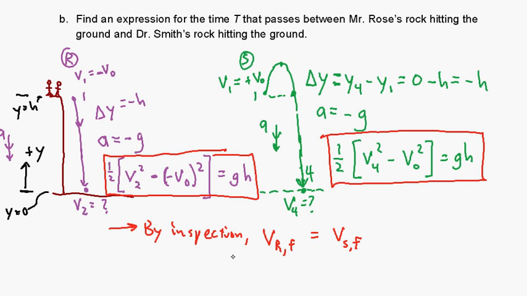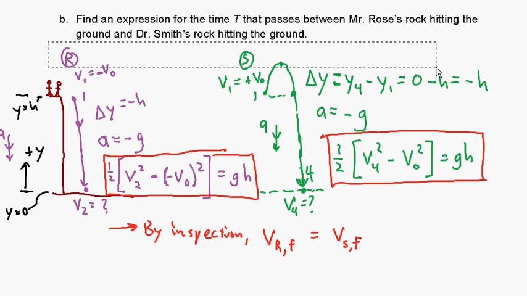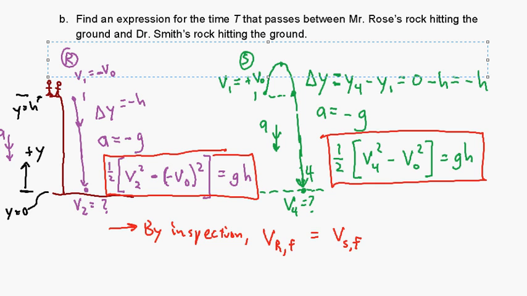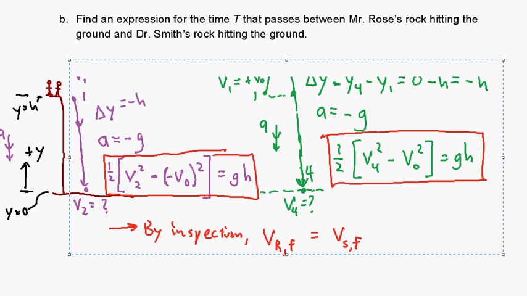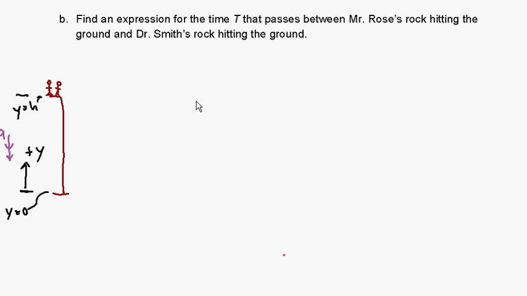Now the other way to look at this, a completely different way to look at the problem, is to, and I'm going to see how much I can erase here, so I can reuse some of this. Okay, so let's just look at, now I'm going to do purple for Rose again. So Rose's rock starts and goes down, and it starts initially with a speed of, so v equals negative v naught.